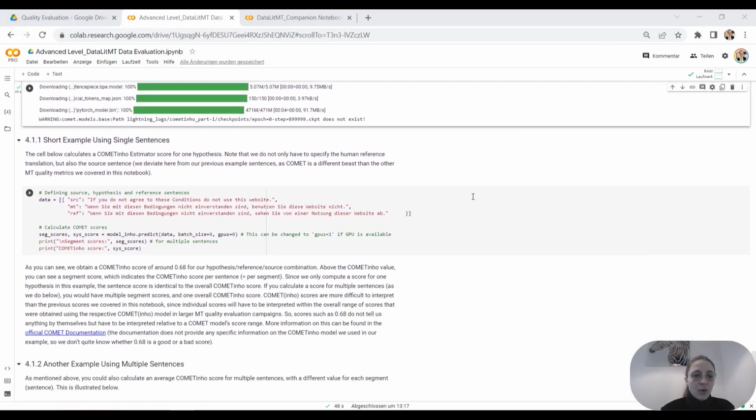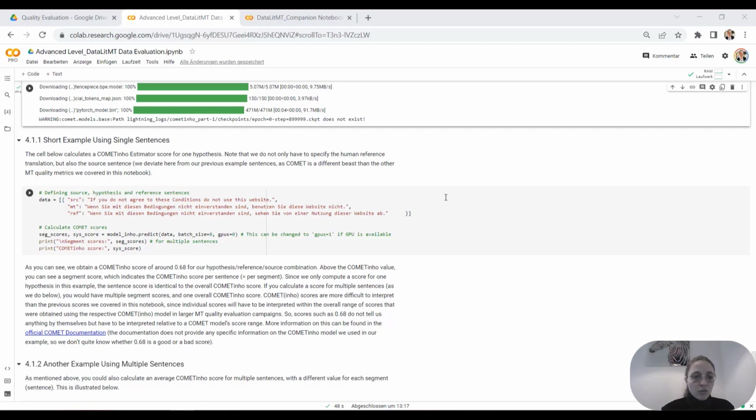So now we have different sentences here because we also need a source sentence. We have a source sentence that is English, and it says, if you do not agree to these conditions, do not use this website. And we have a machine-translated hypothesis. Wenn Sie mit diesen Bedingungen nicht einverstanden sind, benutzen Sie diese Webseite nicht. And we have a human reference. Wenn Sie mit diesen Bedingungen nicht einverstanden sind, sehen Sie von einer Nutzung dieser Webseite ab.